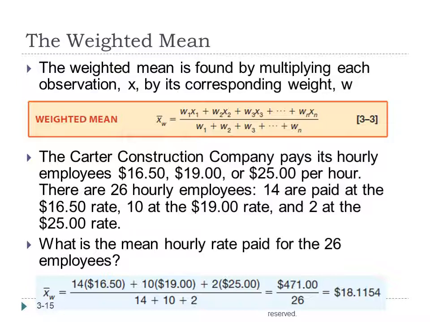The result will be 18.1154. This could be rounded to 18.12. That represents the mean hourly rate. Of course it's a weighted mean because we used weights that were assigned to each data value.